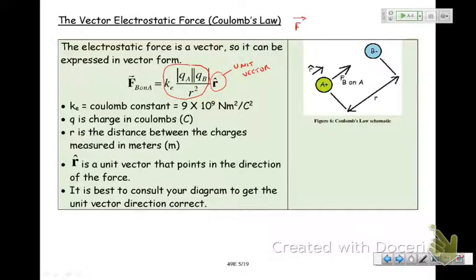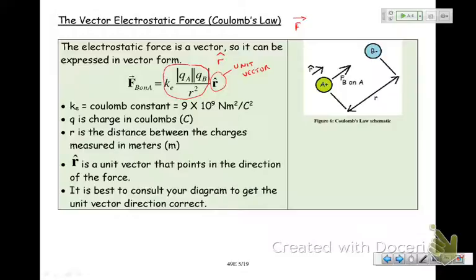Okay, so this is a unit vector. So it's R with a little hat on top. Little hats mean I'm a unit vector. Little arrows mean I'm a vector. And so Coulomb's constant is 9 times 10 to the 9, and Q is charge in coulombs, and R is in meters because we're using the SI system. And R hat is a unit vector, and it's best to consult the diagram, your diagram.